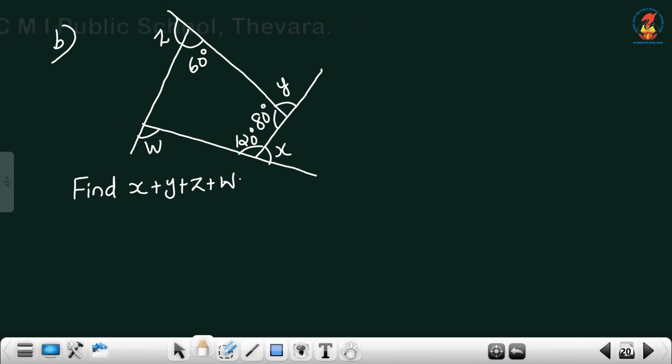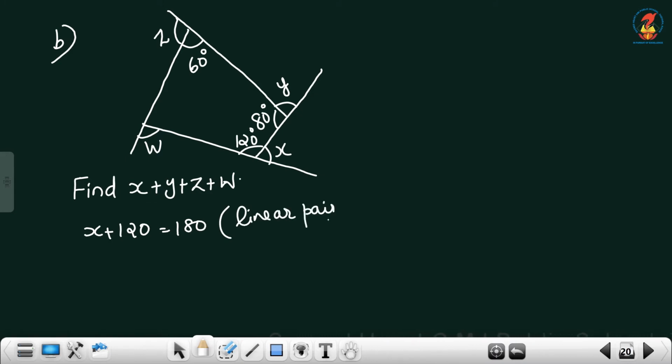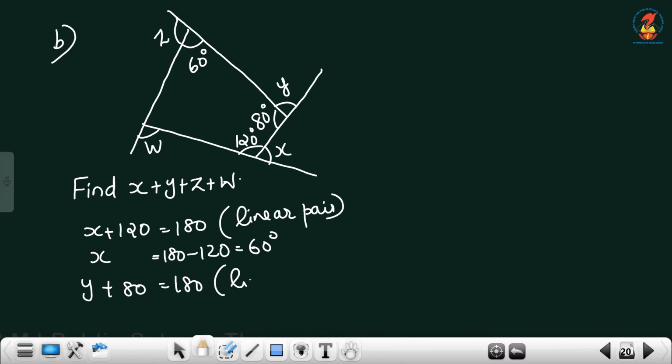Next one, we have to calculate x plus y plus z plus w. x plus 120 equal to 180 degree, linear pair. y and 80 form a linear pair, z and 60 form a linear pair. x plus 120 equal to 180 degree linear pair, x is equal to 180 minus 120 equal to 60 degree. y plus 80 equal to 180 degree linear pair, y equal to 180 minus 80 equal to 100 degree.